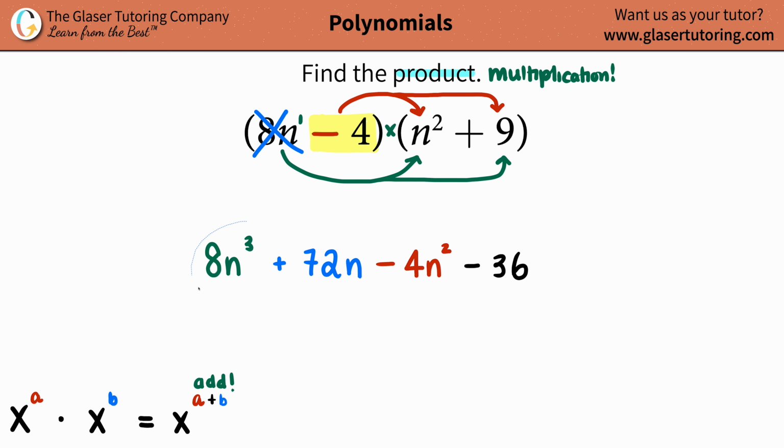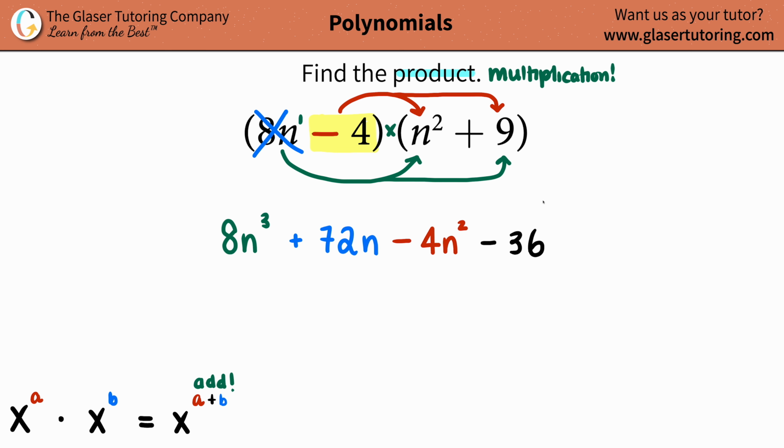Now, if you want to properly write this out, usually in proper notation for polynomials, the highest exponent goes first, and then the second highest, and the third highest, etc., etc. So if we just wanted to rewrite this, it would be 8n cubed, because that's the highest one. Then I have an n squared. So technically that one should come second.